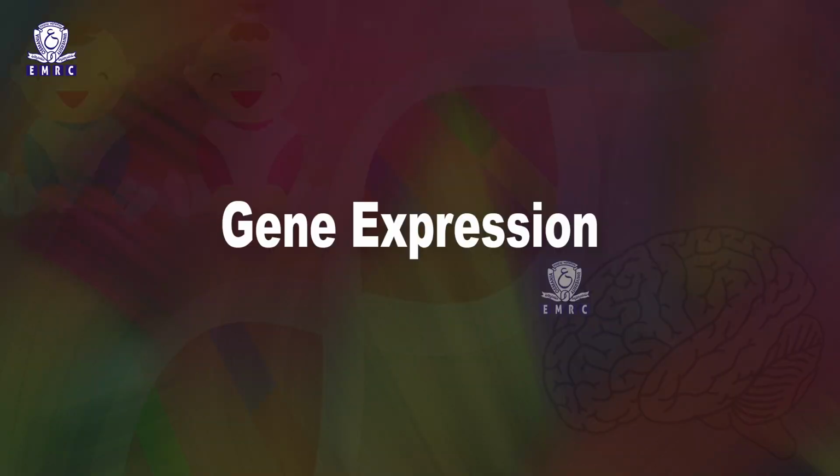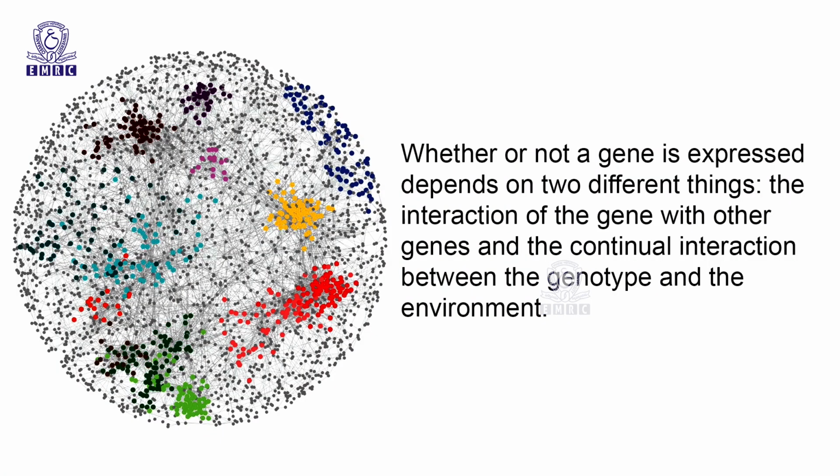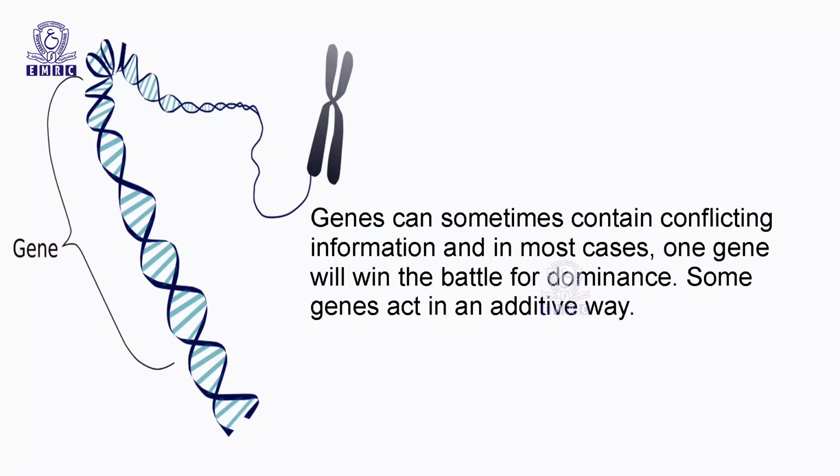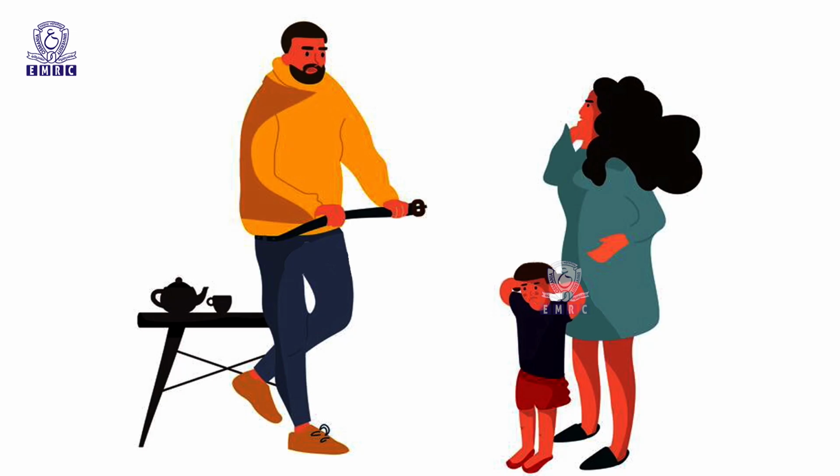Gene expression. Whether or not a gene is expressed depends on two different things: the interaction of the gene with other genes, and the continual interaction between the genotype and the environment. Genetic interactions. Genes can sometimes contain conflicting information, and in most cases one gene will win the battle for dominance. Some genes act in an additive way. For example, if a child has one tall parent and one short parent, the child may end up splitting the difference by being of average height.